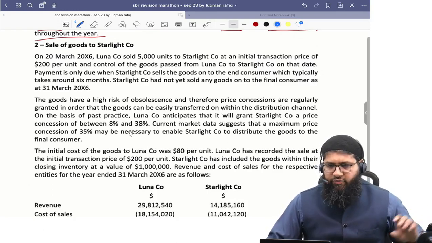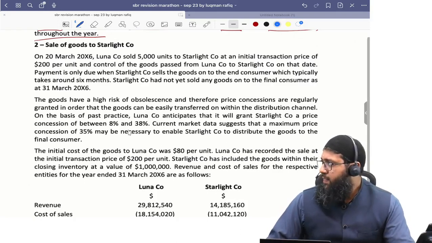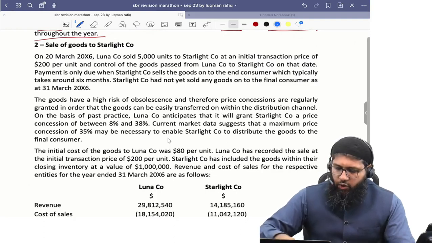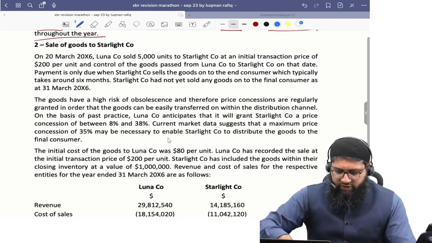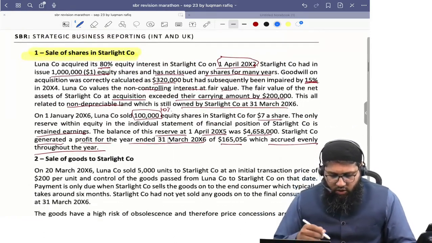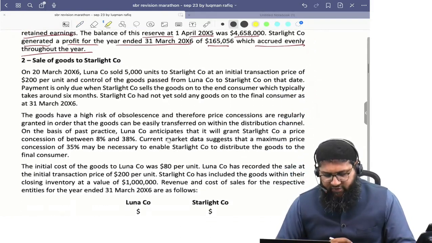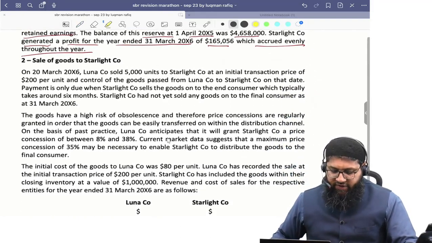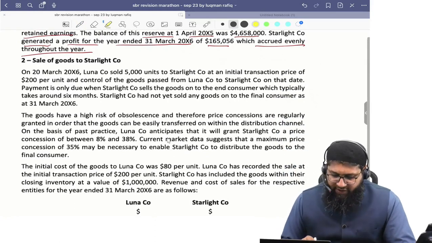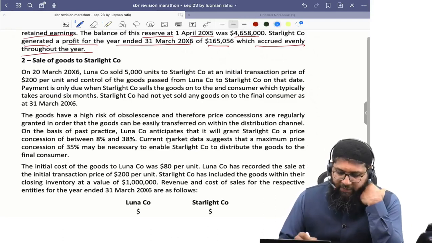Okay, let's just start off with this scenario. It says on 20th March 2006, Luna sold 5,000 units to Starlight. Luna is who? Luna is the parent entity.